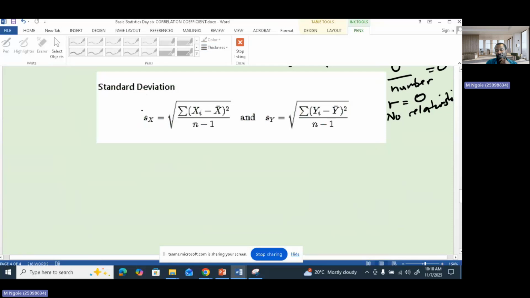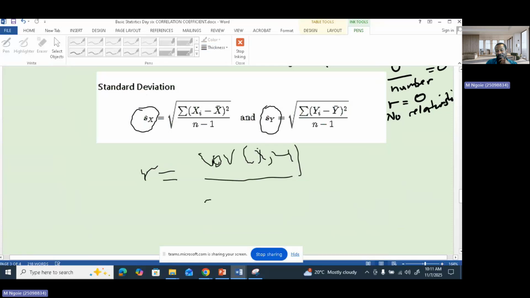You know the formula already for the standard deviation of x, and you know the formula for the standard deviation of y. And when it comes to r, it's just what? The covariance of x and y, divided by the standard deviation of x times the standard deviation of y, right? Very easy.